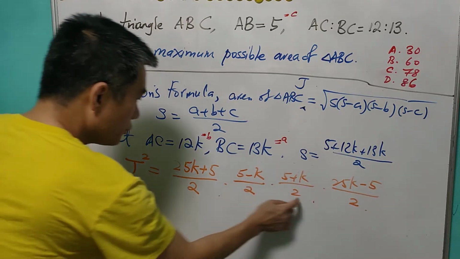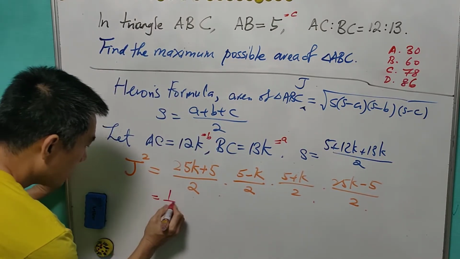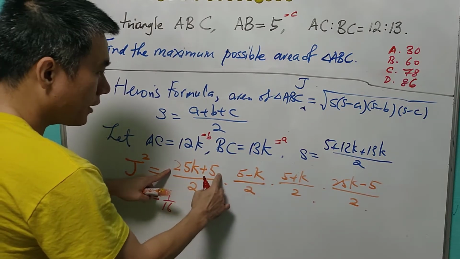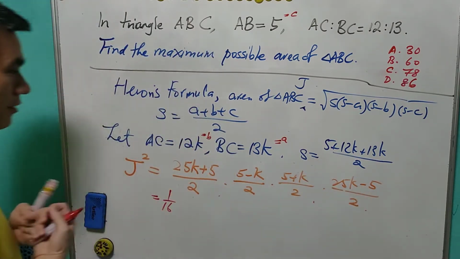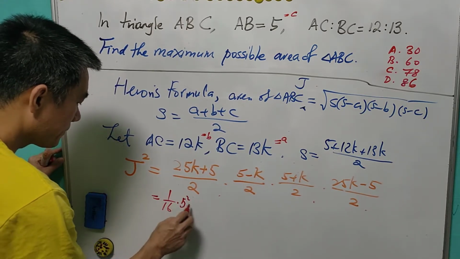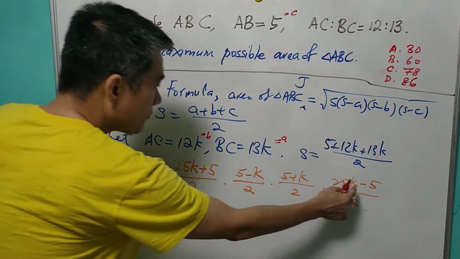So we have 2, 2, 2, 2, that is 1 over 16. This is 25K plus 5, 25K minus 5. Each of these has a 5 as a factor. We can take it out and it will be equal to 5 squared. This is 5K plus 1 and 5K minus 1.